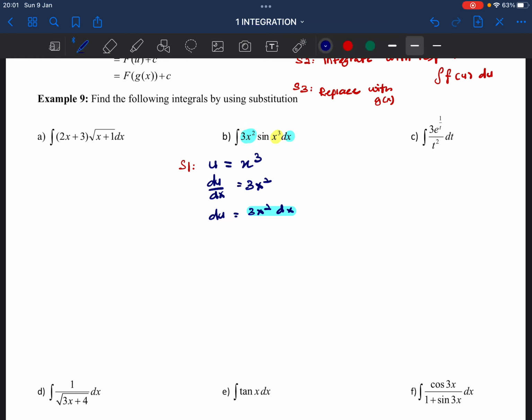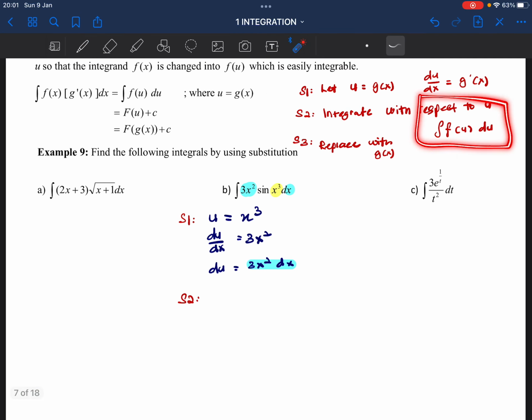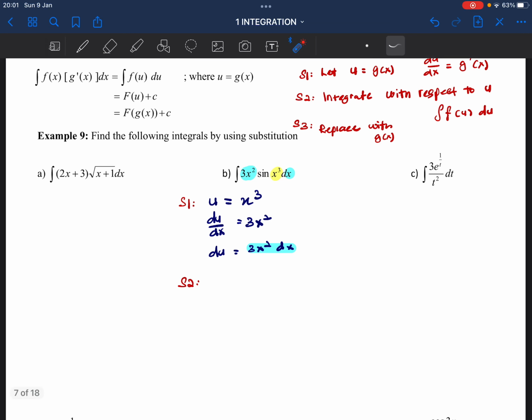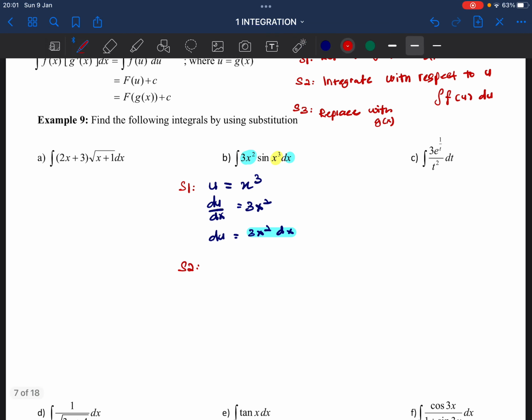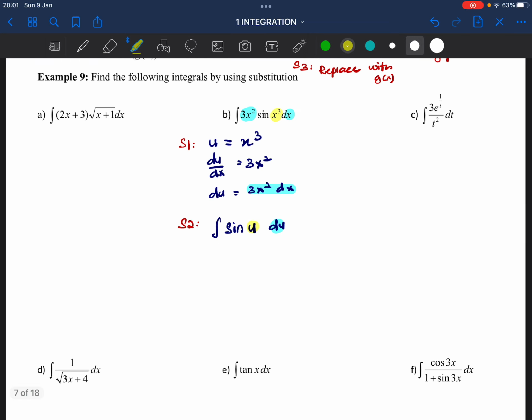The second step is we need to integrate with respect to u. Before we integrate with respect to u, we have to change everything in terms of u. Therefore, you will have the integral. The blue color here is du, so we are only left with sine. This one, x cube, is our u, so that will be sine u. The blue color is your du and the yellow color is your u. That is your expression that you need to integrate.